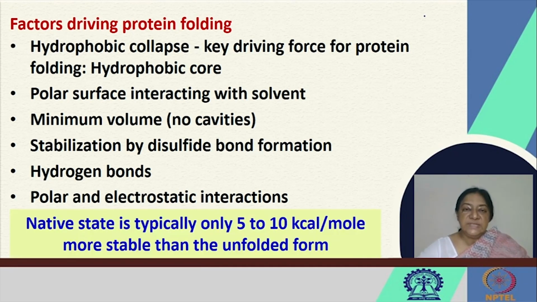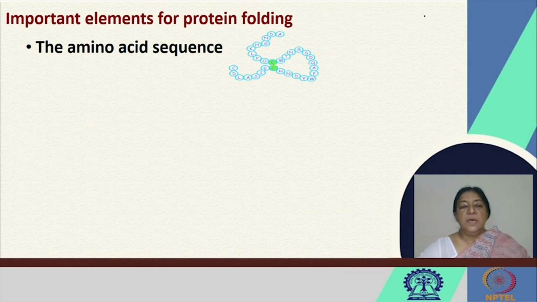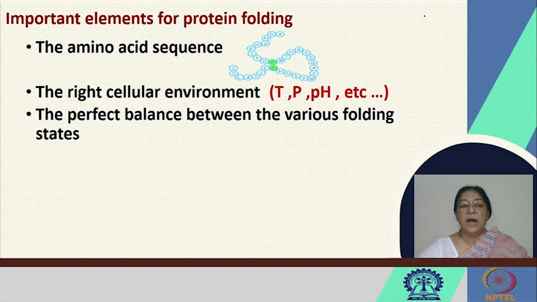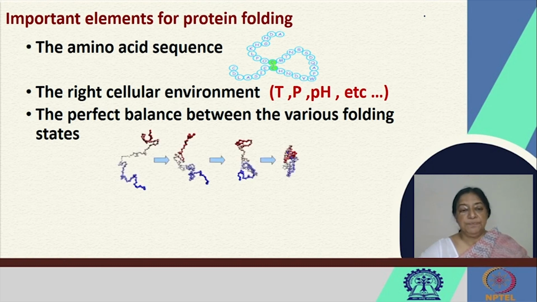The native state, as we looked at earlier in the lecture on protein folding, is just slightly more stable than the unfolded form. The elements important for protein folding, therefore, are the amino acid sequence, the right cellular environment, the temperature, the pressure, the pH, and other balances between the various folded states, the various conformations, and the proper interactions that are going to lead us to the folded structure of the protein that is going to function correctly.